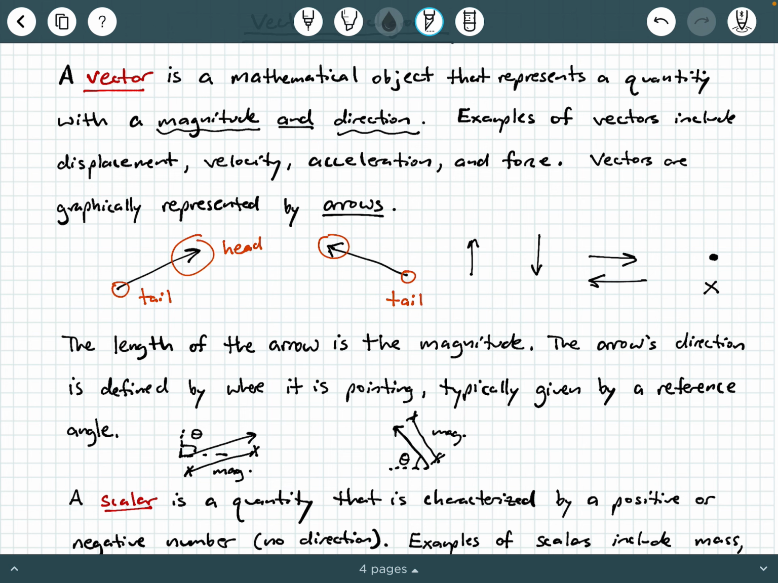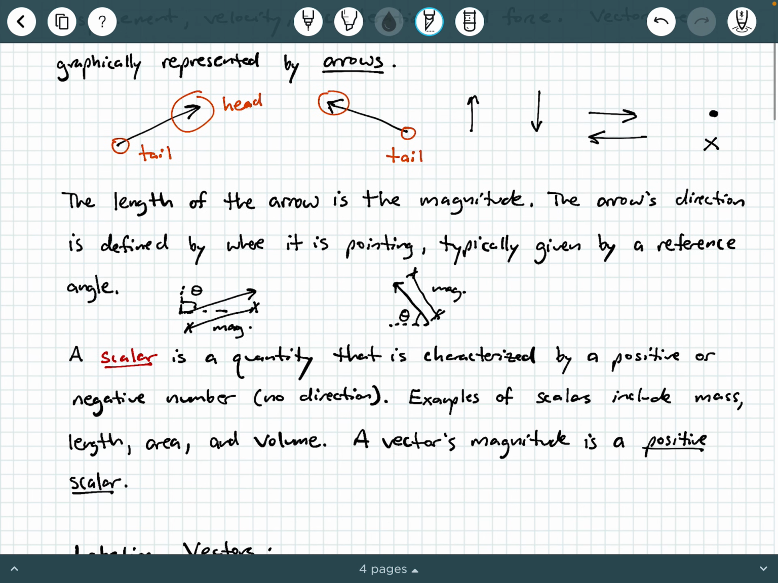The 10 miles part is the magnitude, which is an example of a positive scalar, okay? And the due east would be the direction, okay? So that's why we say, for example, displacement is a vector while length is a scalar, okay? What else is similar between scalars and vectors but would be different?